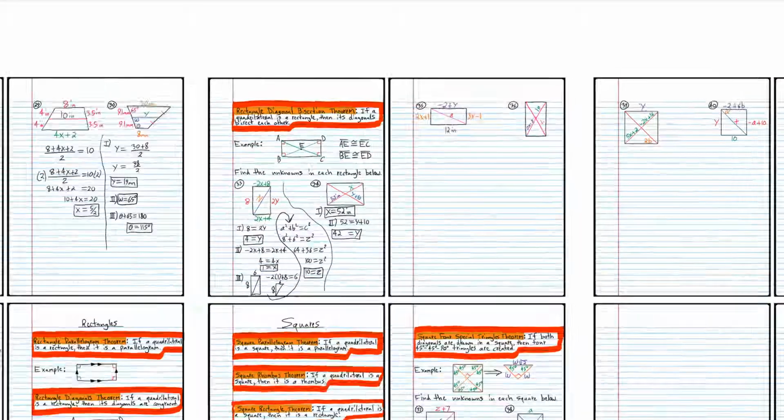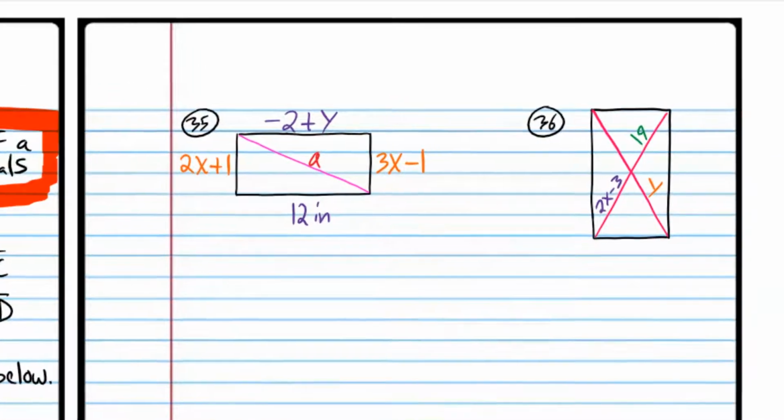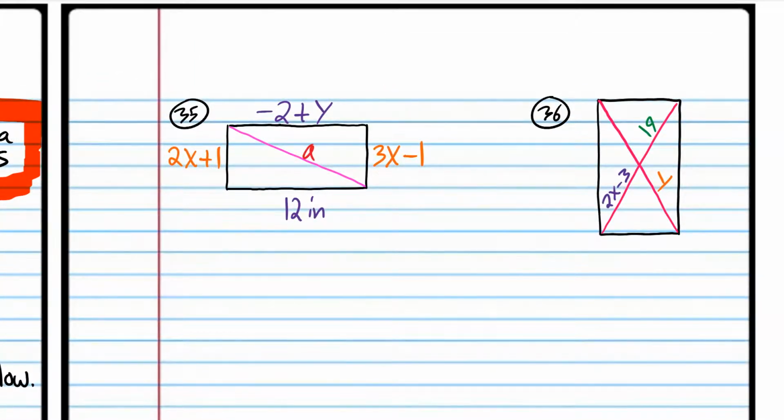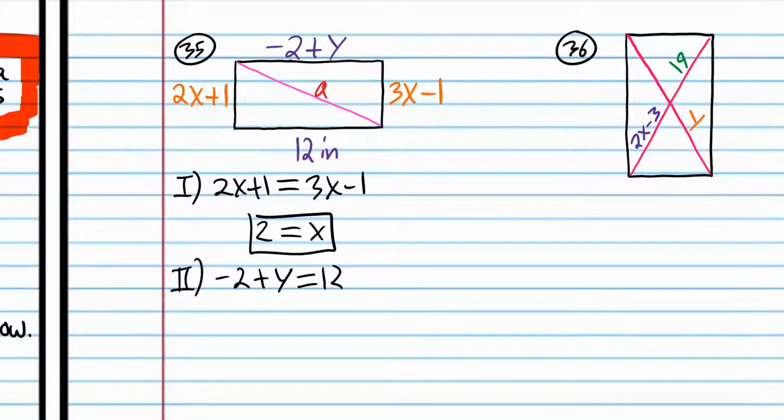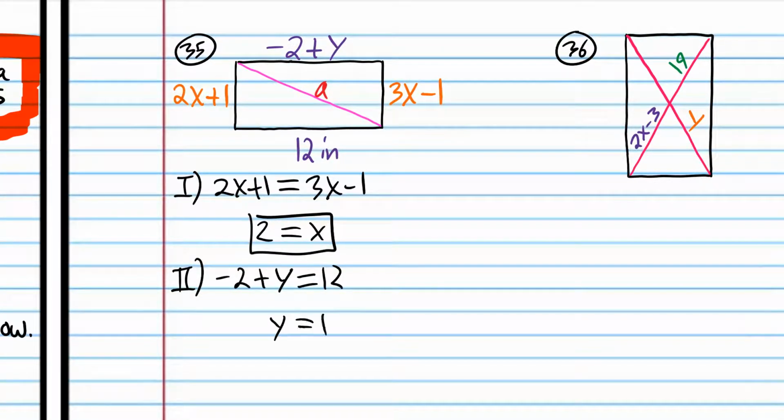So now it's time for you to try. Go ahead and try number 35, and when you come back, we'll do it together. All right, we're back. So step 1, opposite sides of rectangles are congruent because a rectangle is a parallelogram. So do the math on that, and we get x is equal to 2. If you got that answer, good job. And we also know that negative 2 plus y is equal to 12. Again, opposite sides are congruent, so y is equal to 14. If you got that answer, good job.